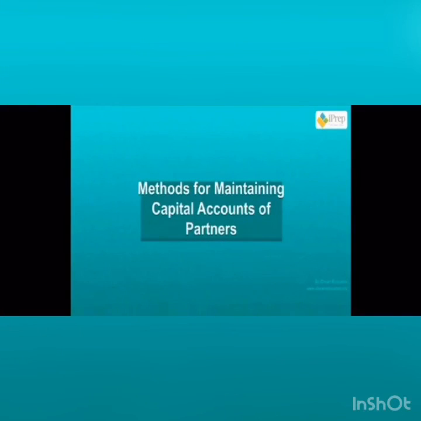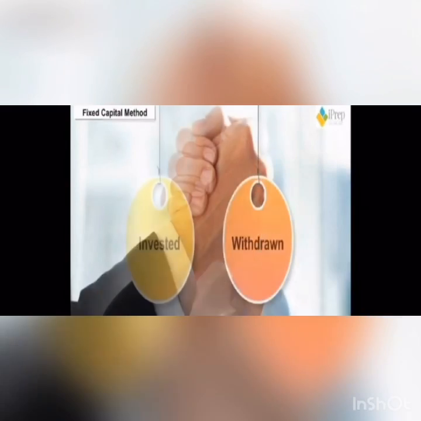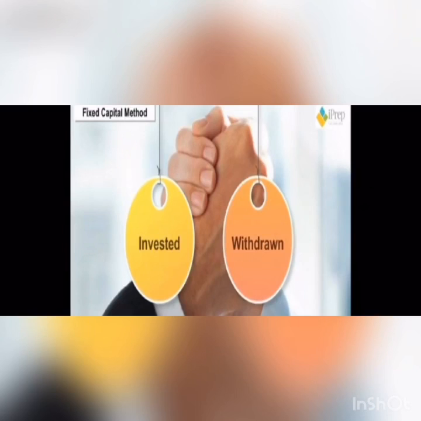Good morning students. In the previous class we learned how to prepare the profit and loss appropriation account, and today we are going to start the methods for maintaining capital accounts of partners. In the fixed capital method, the capital of the partners remains fixed until more amount is invested or withdrawn as per agreement.